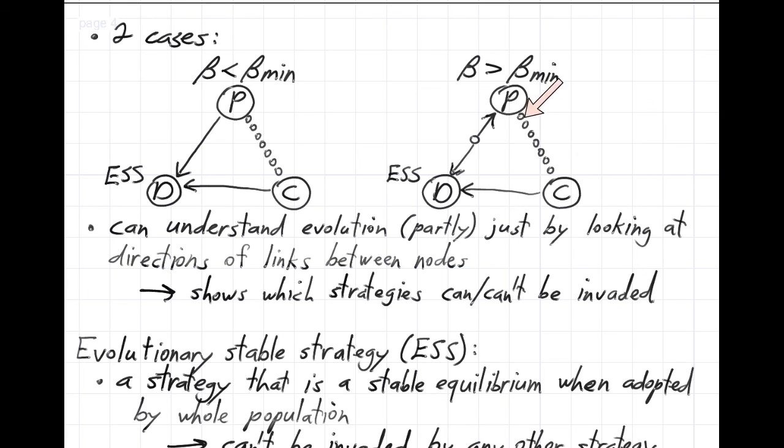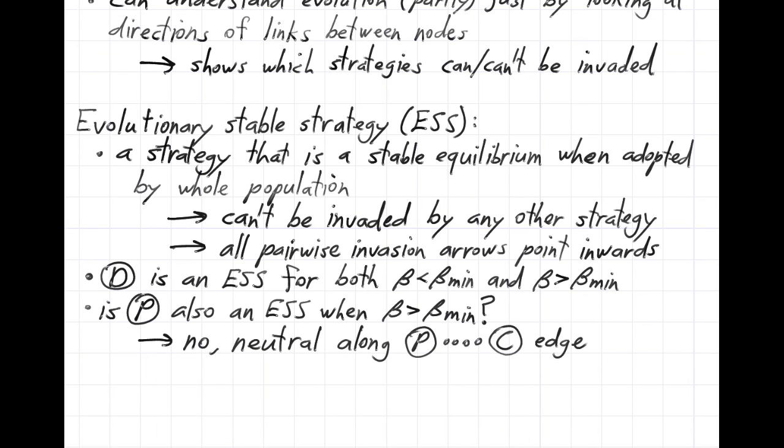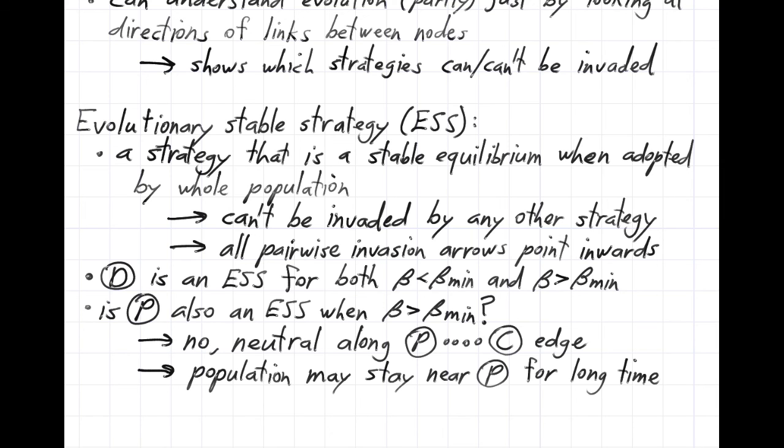So we've got this neutrally stable line here, which means there's no evolution or selection towards or away from P. It's just neutral. But that's not enough to make P evolutionarily stable. And the reason that's not an ESS is because the population may stay near all punishers for a long time, but eventually it's going to drift to being all cooperators.